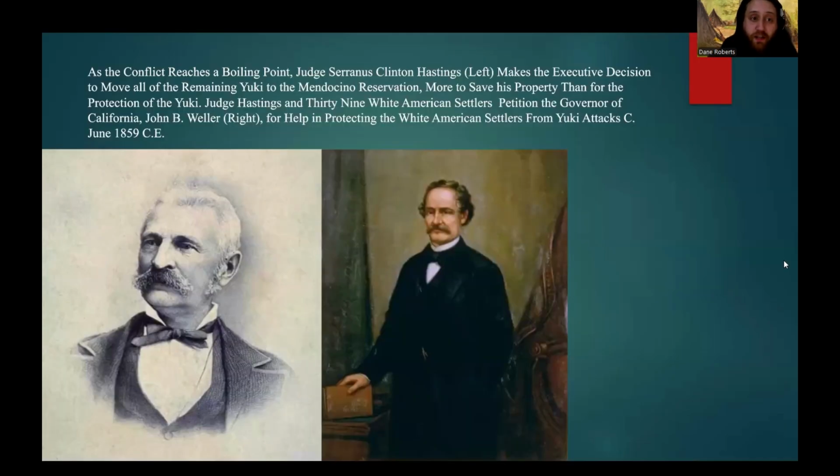As the conflict reached a boiling point, Judge Serenus Clinton Hastings would make the executive decision to move all of the remaining Yuki to the Mendocino Reservation. He did this more to save his property than for the protection of the Yuki. Judge Hastings and 39 white American settlers would then petition the governor of California, John B. Wheeler, for help in protecting the white American settlers from the Yuki attacks, with this petition happening in June of 1859 CE.